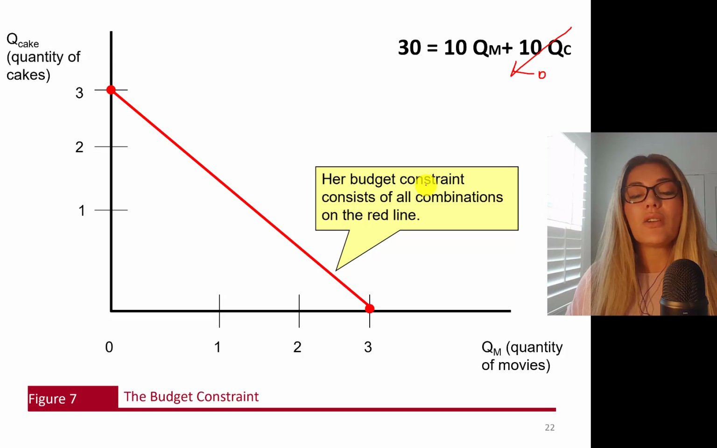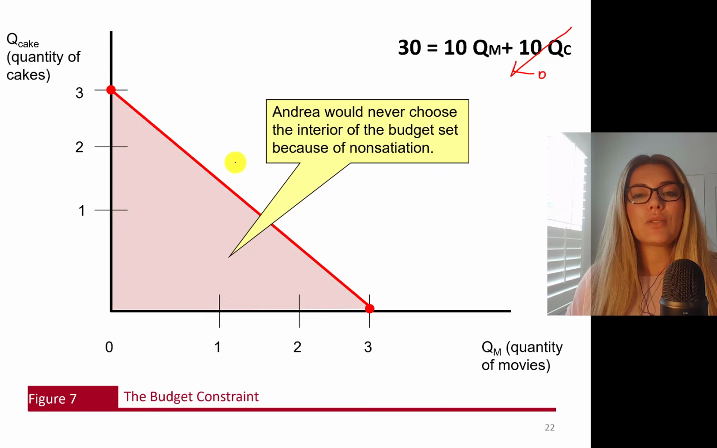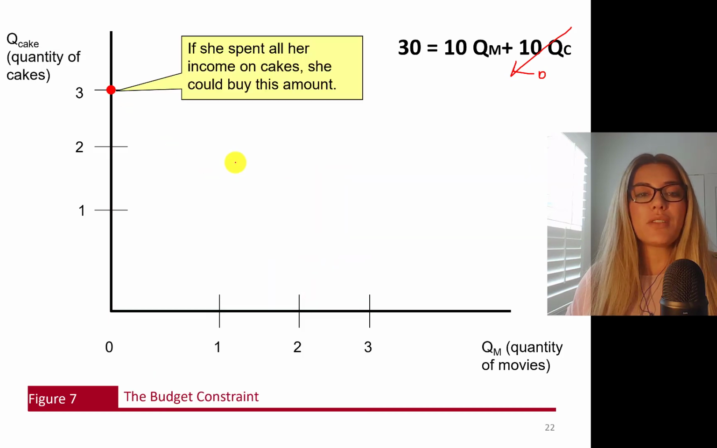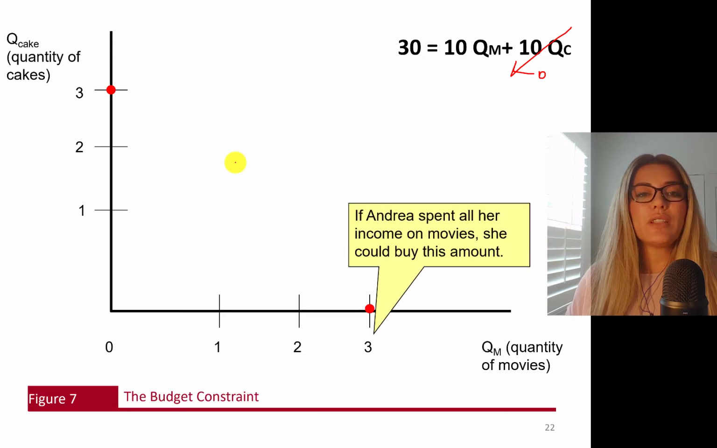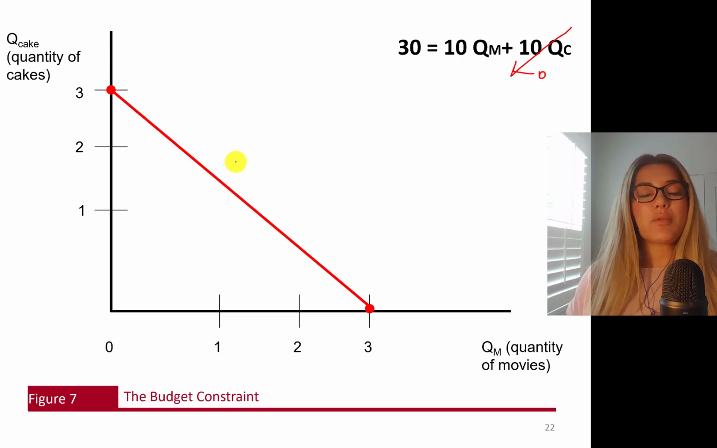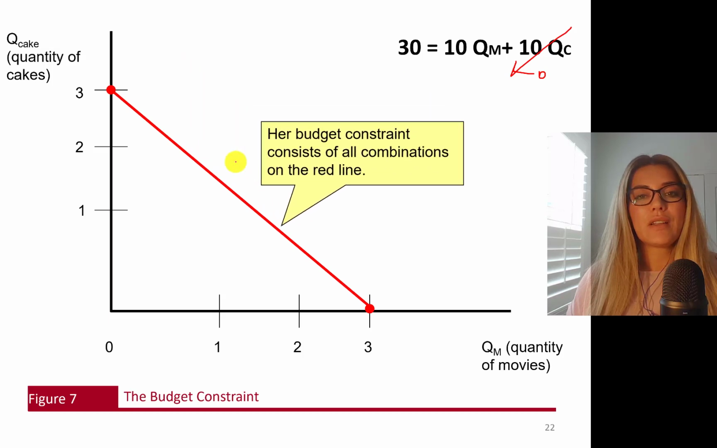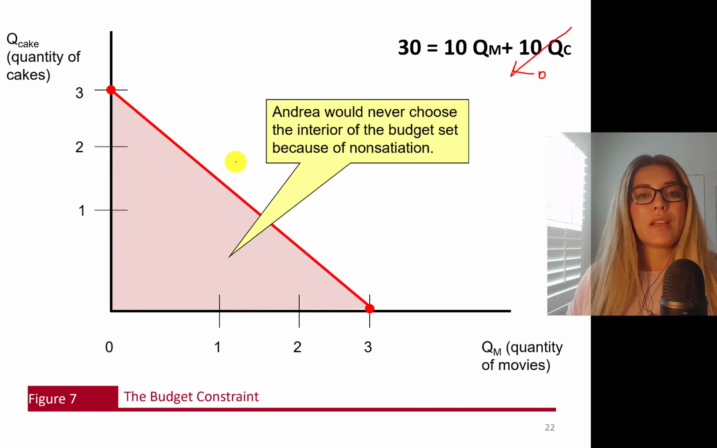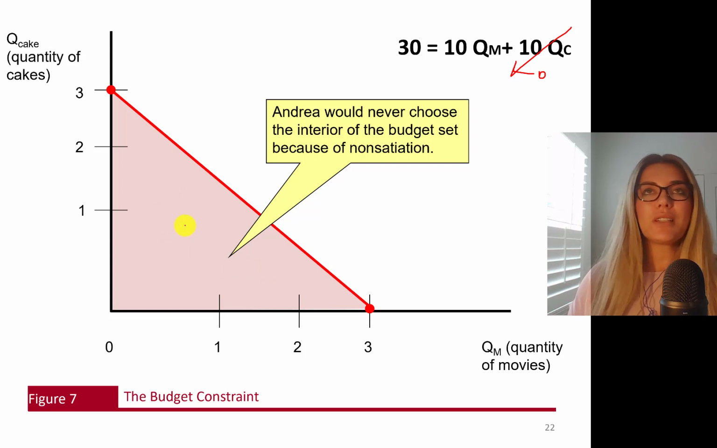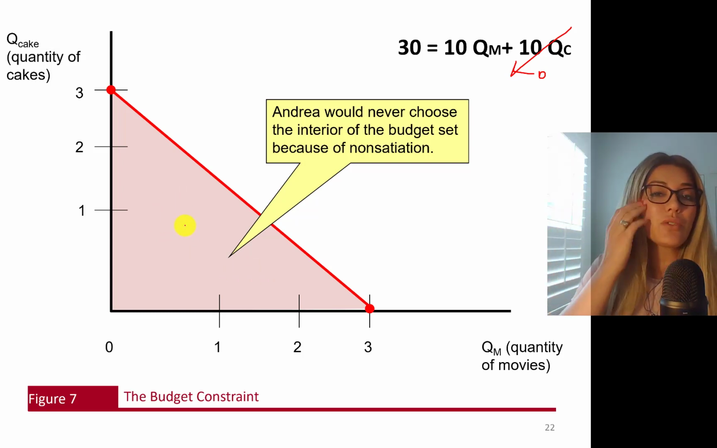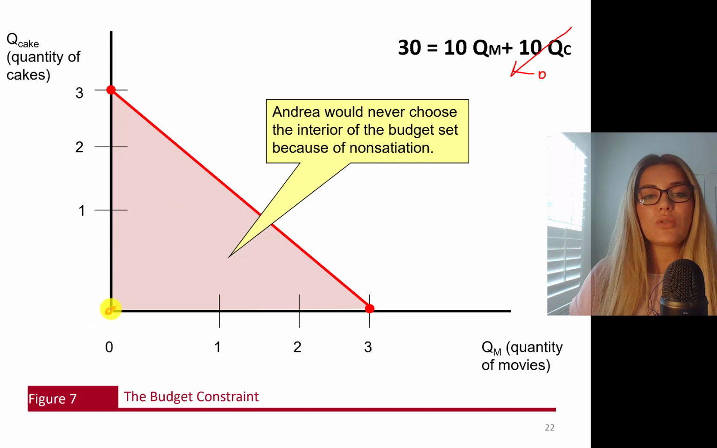Her budget line or budget constraint consists of all combinations on the red line. Okay, so again, if she spent all her money on cakes, 3 cakes; 3 movies. If we connect these points, we get the budget line, which is all the combinations on the red line. All right. So Andrea would never choose an interior point. So this pink shaded area, these points, you're not spending your money. You're giving your money away because there's no saving, there's no borrowing, right? Here, you're just sitting at home. You're going to use $30.